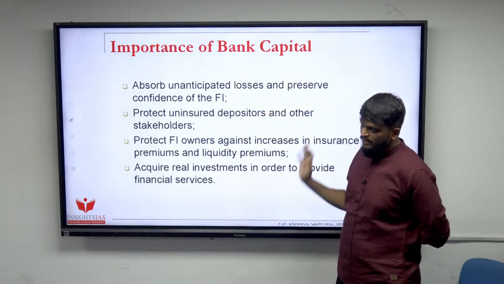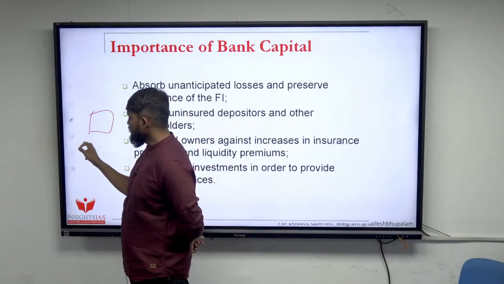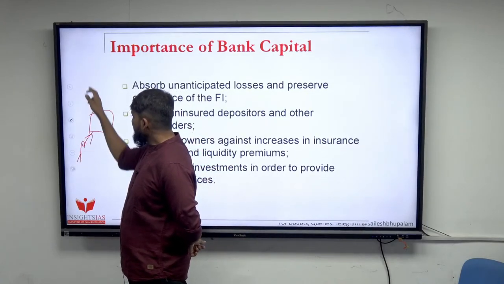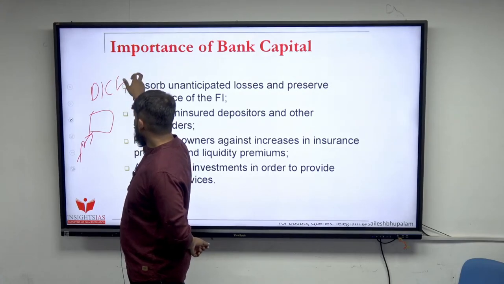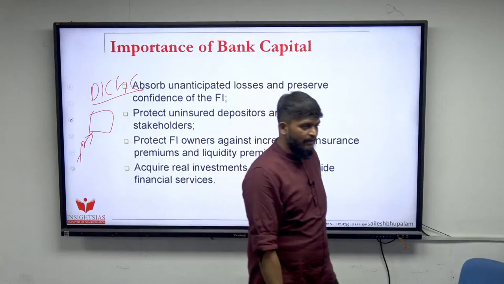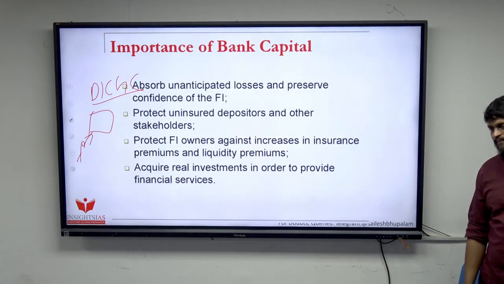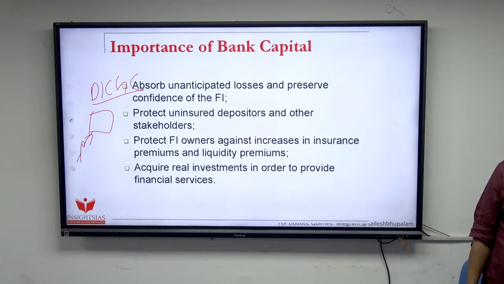Protecting uninsured depositors. Usually there is an insurance for all the depositors. In India also it is there, in other countries also it is there. In India, there is the DICGC. You might have studied. DICGC is the Deposit Insurance and Credit Guarantee Corporation of India. They will give insurance whenever a bank fails and you are not able to get your money back. Up to 5 lakh rupees, they will give you insurance. Imagine your total deposit is 3 lakh, you will get the full 3 lakhs back. If your total deposit is 10 lakh, then how much will you get? 5 lakh. They will give only up to 5 lakh. They will not give more than that.